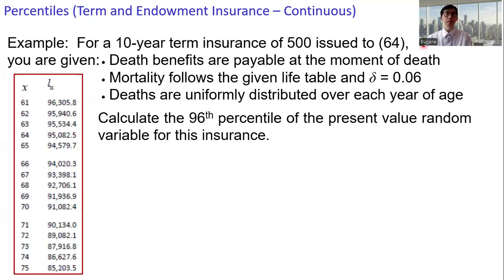Another example. For a 10-year term insurance of 500 issued to an individual at age 64, death benefits are payable at the moment of death, and mortality follows the given life table. Delta is 0.06. Deaths are uniformly distributed over each year of age. Calculate the 96th percentile of the present value random variable for this insurance.